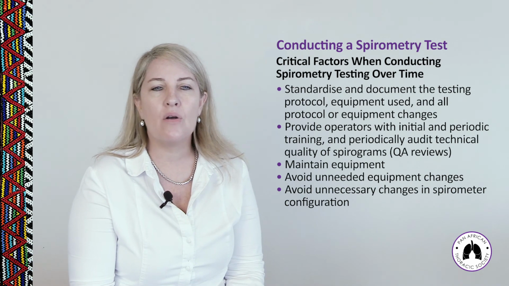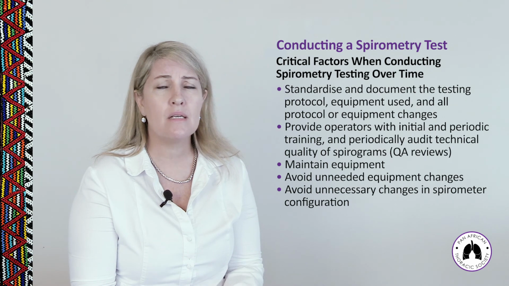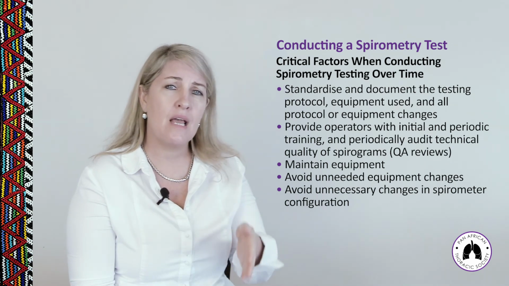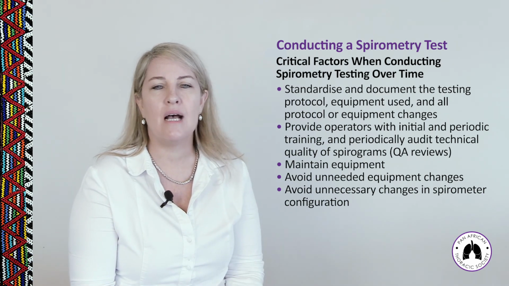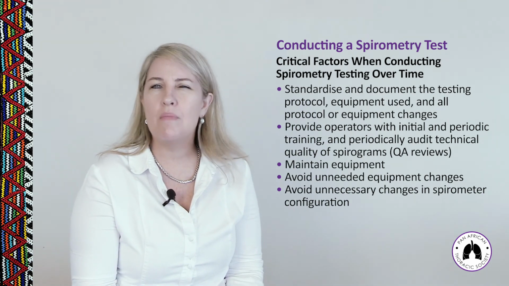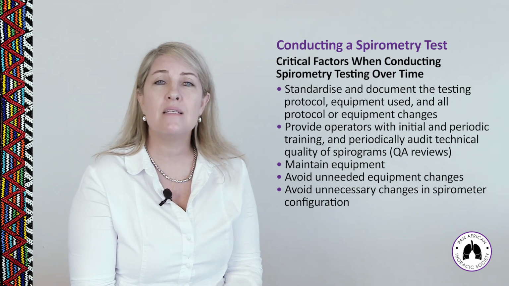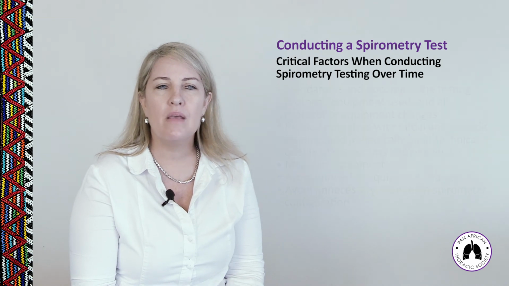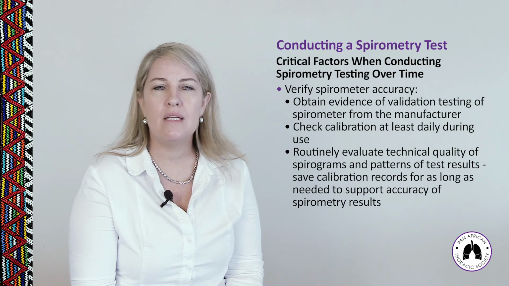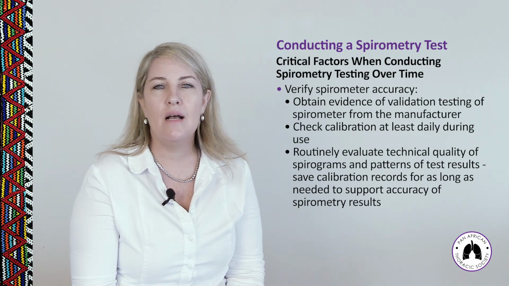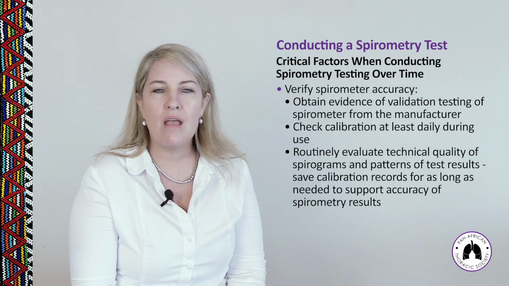We need to maintain our equipment, preferably avoiding any unnecessary changes in equipment, because you want to test your child on the same equipment each time they come so that you've got that consistency over time. And try not to make too many configuration changes on the spirometer. Rather set it up well in the first place and then keep it the same as you go along. You need to make sure that you have verified the spirometer accuracy. So you need evidence of the validation testing. So you need a baseline calibration, and then you need each of your calibration reports thereafter.